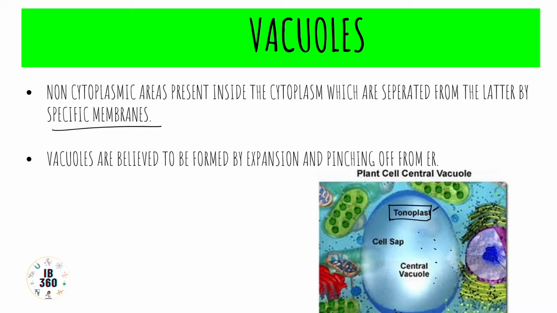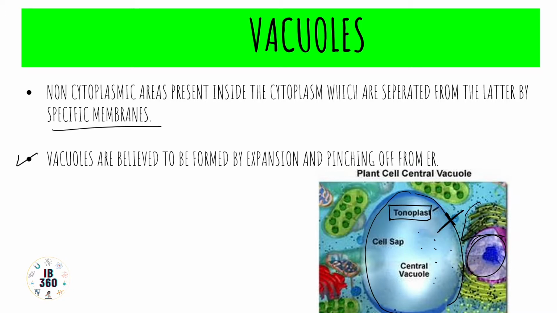This is a typical plant cell. Here we have the nucleus and this is the endoplasmic reticulum part. So this is the entire vacuole over here. This is a diagram of a sap vacuole, and we can see the tonoplast, which is a selectively permeable membrane, separates it from the rest of the cytoplasm. Vacuoles are believed to be formed by expansion and pinching off from the ER.